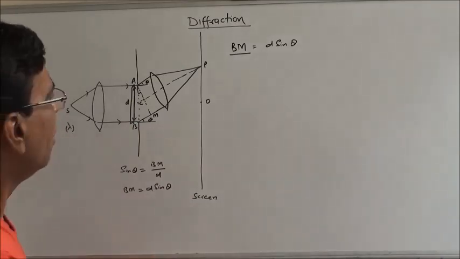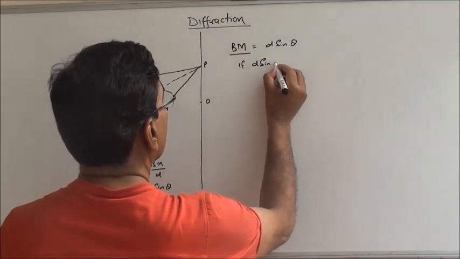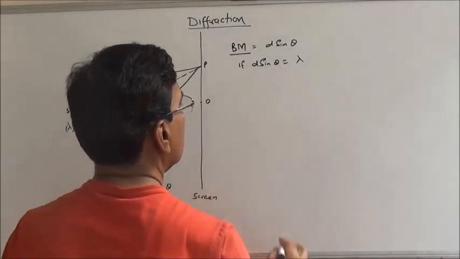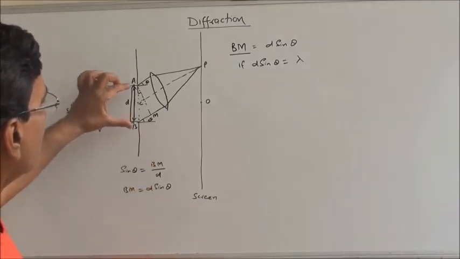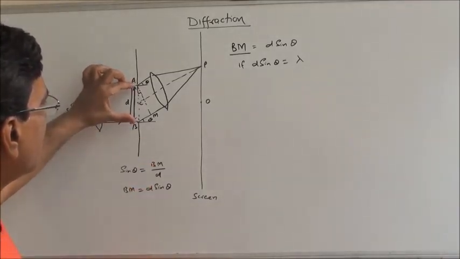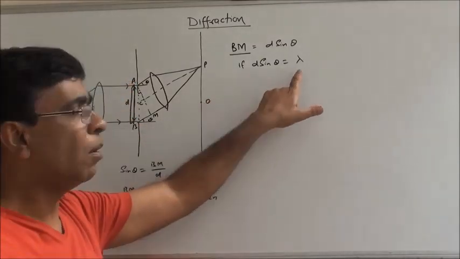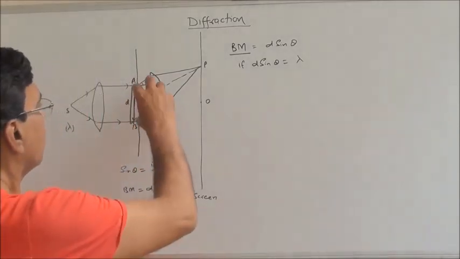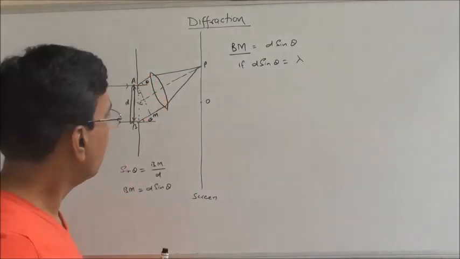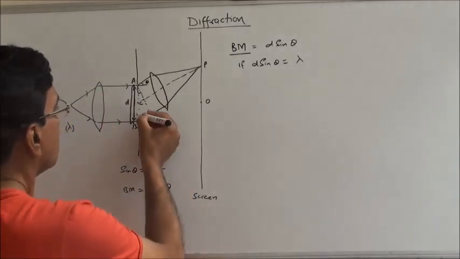So d sine theta. Now let us take a situation when d sine theta is lambda. That is, the secondary wavelets from A and from B have a path difference of lambda. Now let us take this slit as if it is made up of two parts, AC and CB.